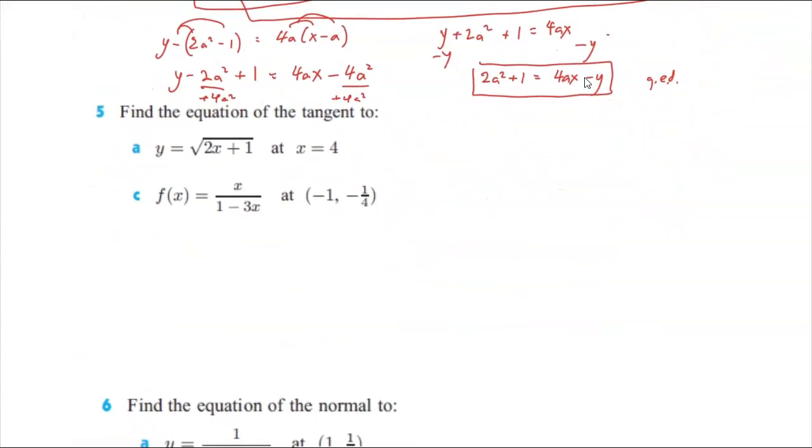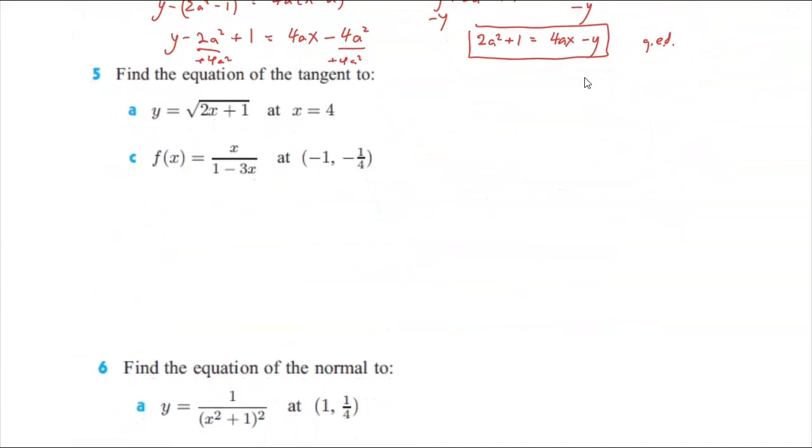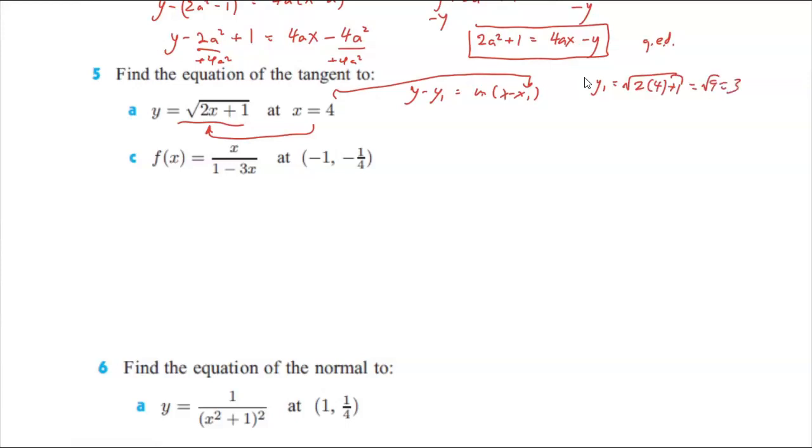Okay, number 5. Find the equation of the tangent to, and there's 2 problems here. So let's do this one first. We have a function, and we want to find the 3 ingredients, which is y1, the slope, and x minus x1. Okay, the x they've already given to us, it's 4. How do we find the y? We can just plug it right into here, and then we'll have the y value. So y1 is equal to the square root of 2 times 4 plus 1, which is 2 times 4 plus 1 is 9. So square root of 9 is 3. So 3 goes here into y1.